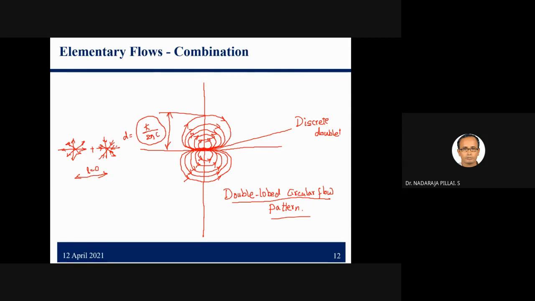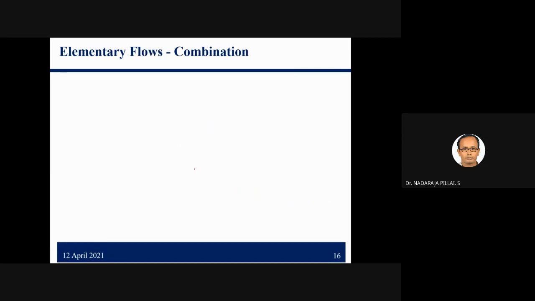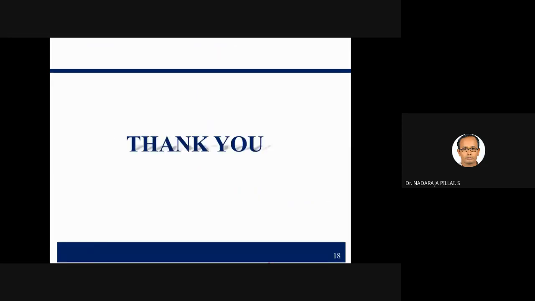So now in the elementary flow, we have uniform flow, source flow, sink flow, and the combinations Rankine half body, Rankine oval, and doublet. So I stop at this point for today. Thank you very much.